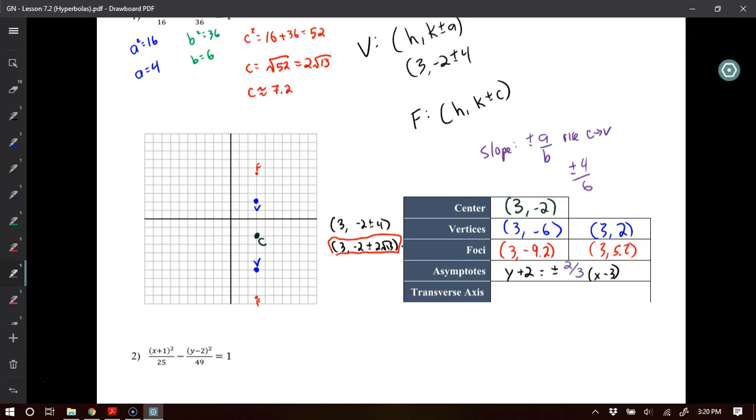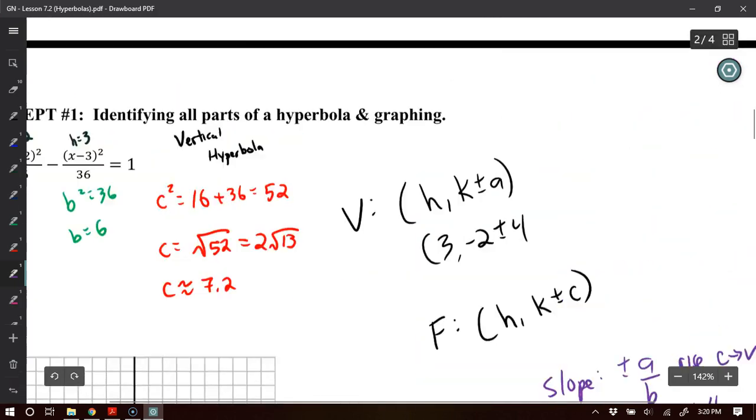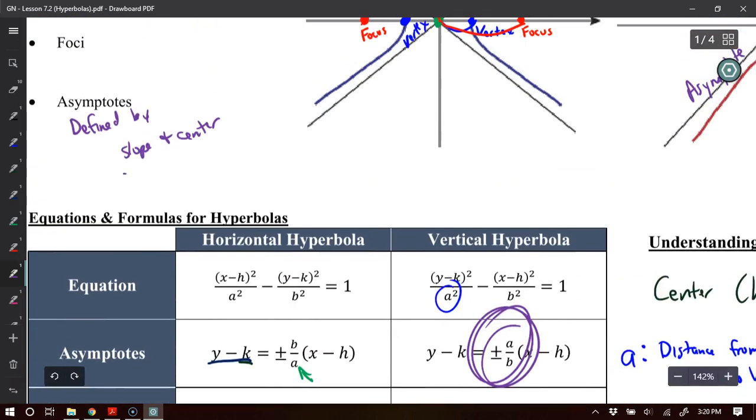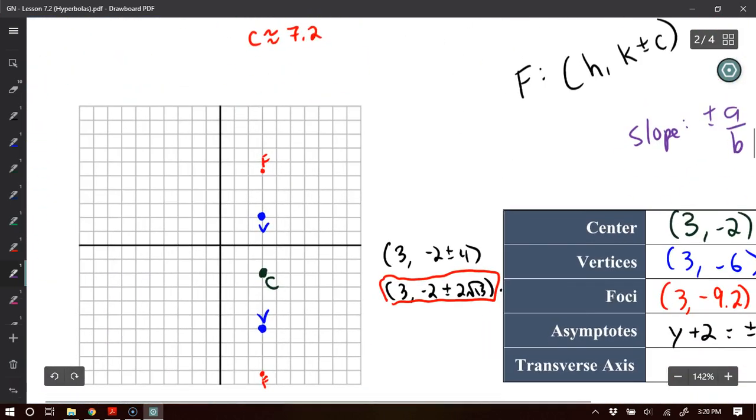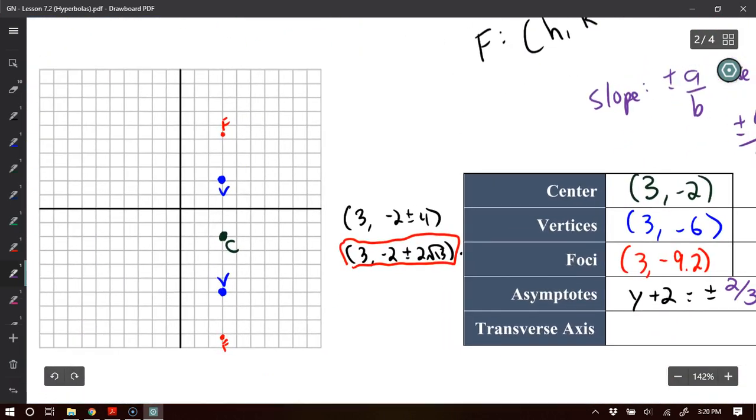So what we do is we go from the center. That's why on the front page I said your asymptotes are defined by the slope and the center. From the center, go up right 3, and I can go down left 3, and there's your positive asymptote. Now I'm going to go down right 3 from the center, and up left 3 from the center, and just keep going. That is going to be the negative asymptote. And I'm going to graph those with dashed lines.